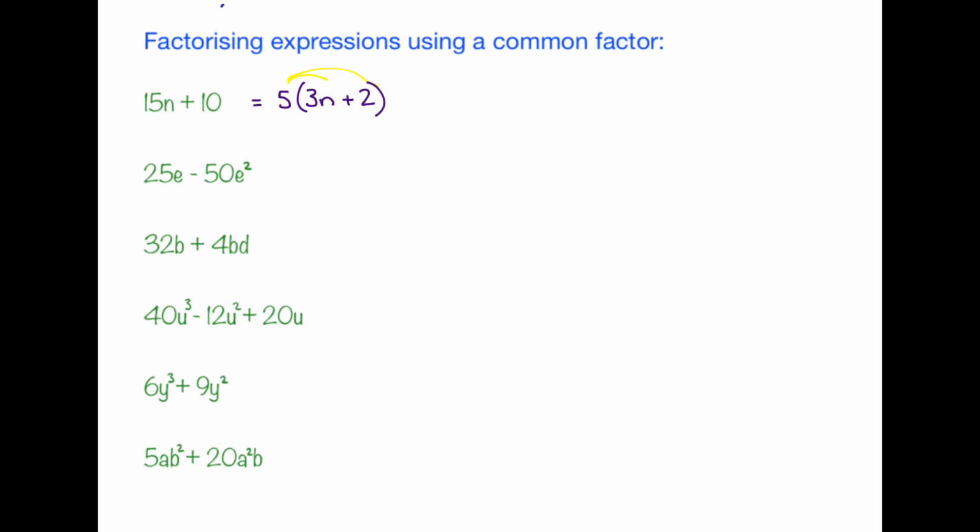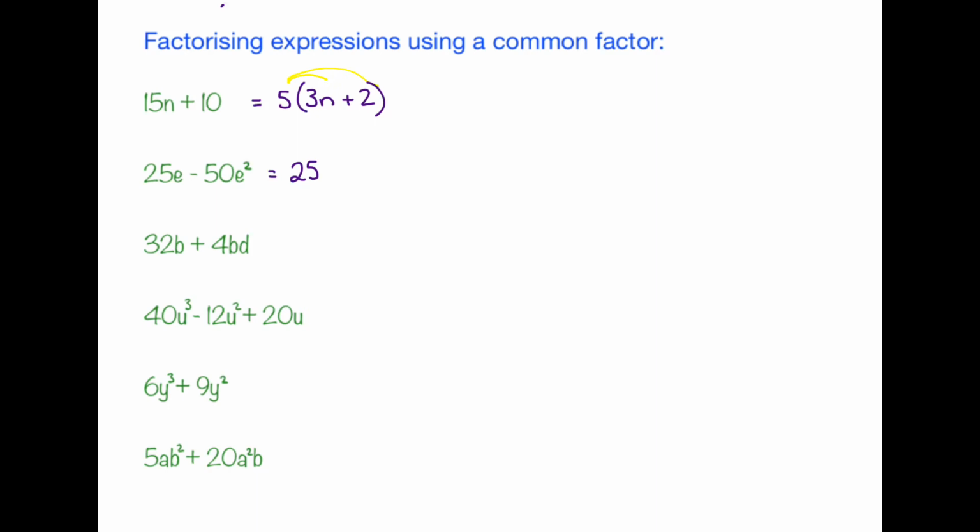Okay, moving on to the next one. So we've got 25 and 50 as our numbers. So the highest common factor of 25 and 50 is going to be 25. That's the biggest number that goes into both. But if you have a look, we've got e and e squared. And if we looked at the factors of e and e squared, we would have e. Okay, e goes into both of these, doesn't it?